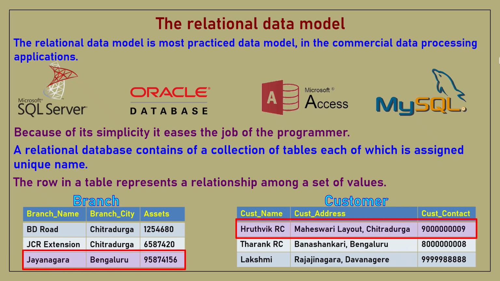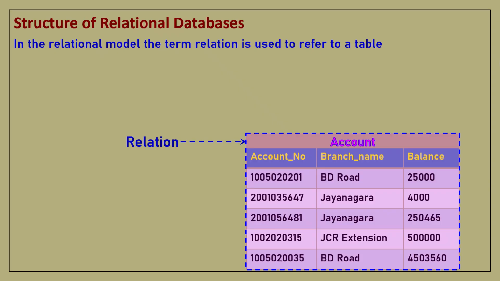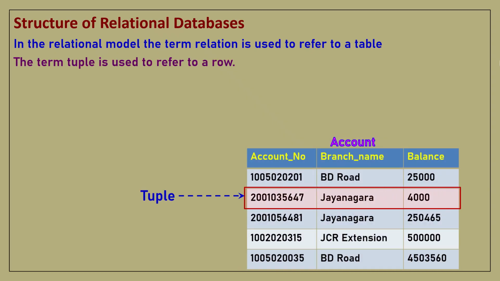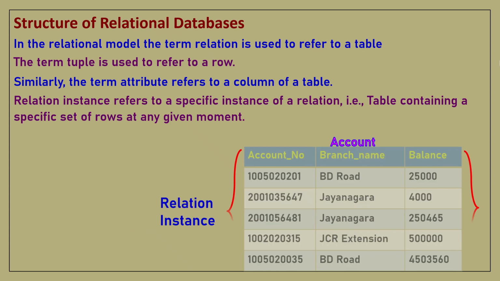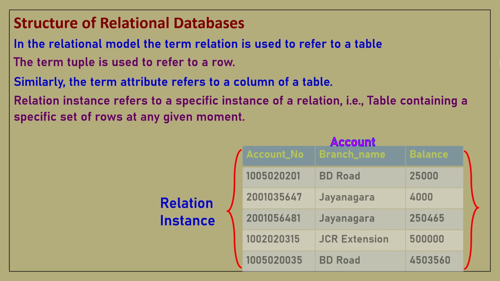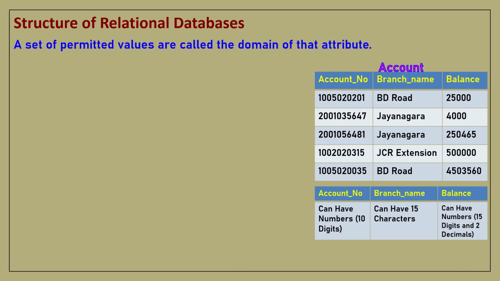A row in a table represents a relationship among a set of values. In the relational model, the term relation is used to refer to a table. The term tuple is used to refer to a row. Similarly, the term attribute refers to a column of a table. Relation instance refers to a specific instance of a relation, that is, a table containing a specific set of rows at any given moment. A set of permitted values is called the domain of that attribute.